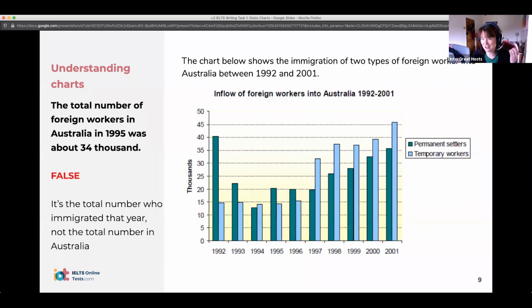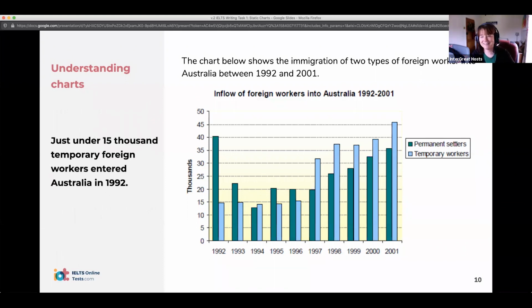Yeah, it is tricky. But it's the kind of thing you need to be careful about because if you write that, you're not actually writing accurately. Exactly, Jalil. It's inflow. It's not the total number in the country, because the total number in the country would be everybody that had arrived in all of the previous years as well. We're not talking about that. We're talking about people coming in. Okay, it is quite tricky.